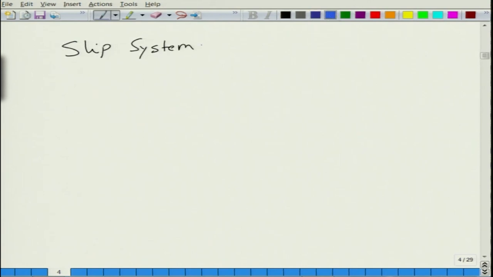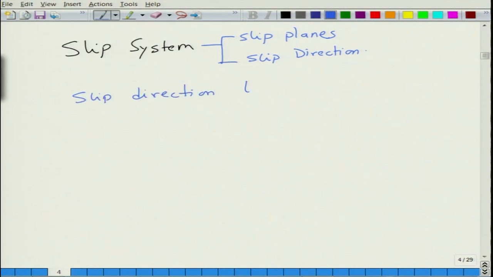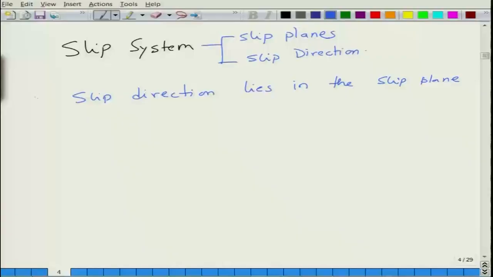So a slip system contains a slip plane and a slip direction. A slip system is a combination of slip plane and slip direction. Naturally the slip direction lies in the slip plane. You cannot have one plane and another direction. The direction has to lie within the slip plane. So this is the first condition.